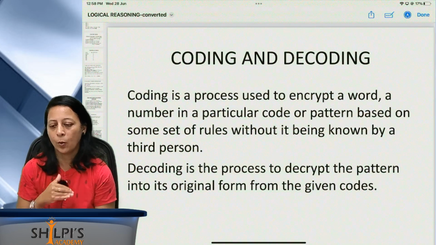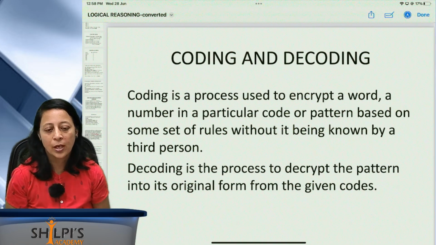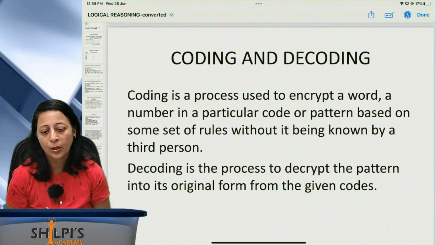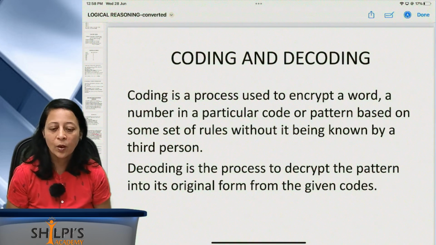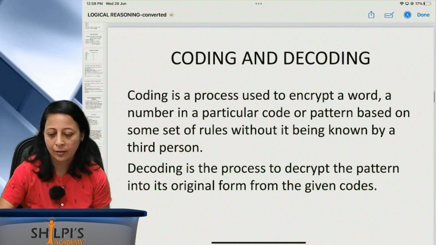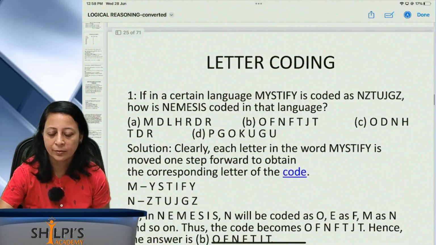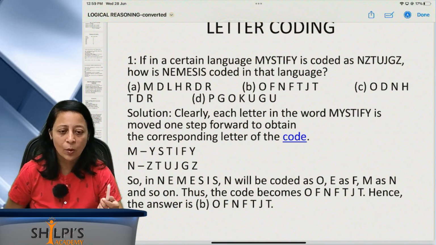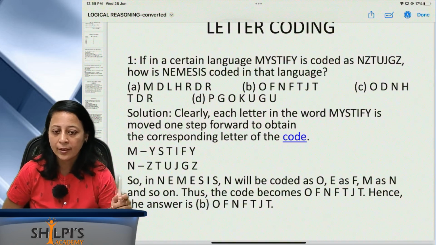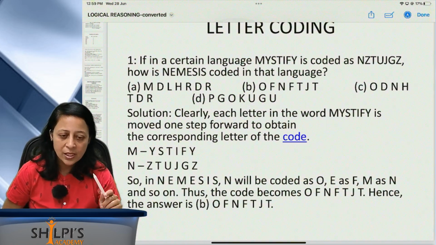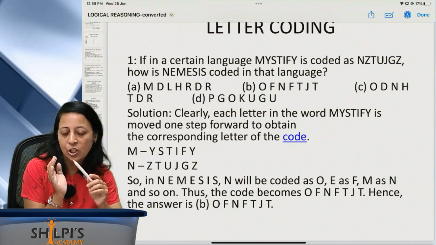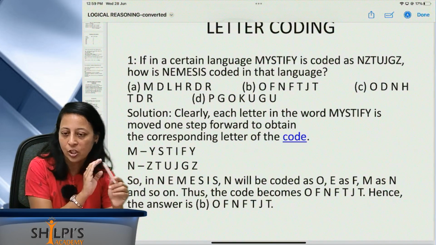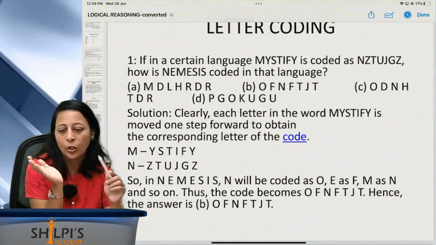We are just covering how it will be. Coding is a process used to encrypt a word or a number in a particular code or pattern based on some set of rules without it being known by a third person. Decoding is a process to decrypt the pattern. Here, this is all very simple. If in a certain language Mystify is coded as so and so, how is Nemesis coded in that language? Just understand the relationship between Mystify and NZTU, then based on that relationship, work out Nemesis.